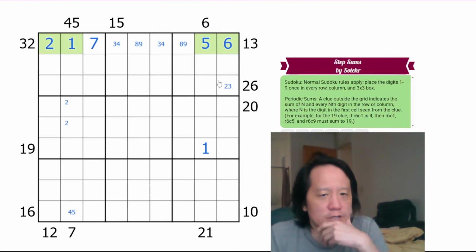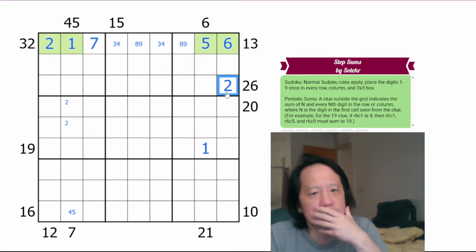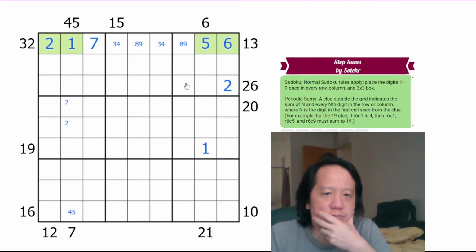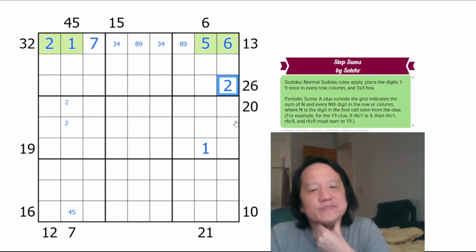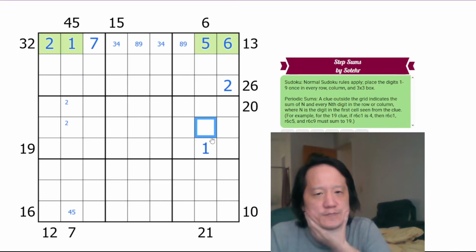If it's 3, that's 1, 2, 3, 1, 2, 3. That's also only 3 digits. So this has to be 2. So we have 2 plus, so these 5 digits must add up to 26. Unfortunately, it doesn't tell us too much.